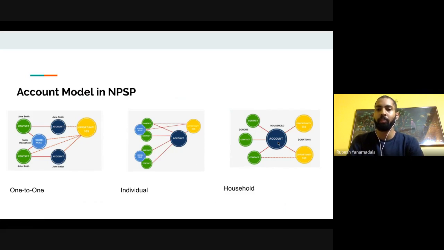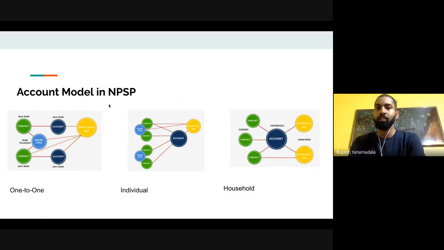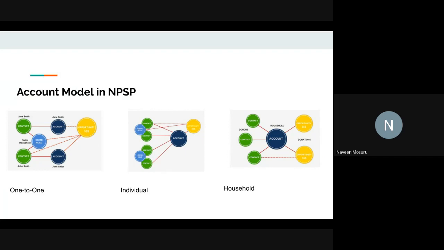And it's not exactly the type of account. We can treat it as a type of account. So when you say type, are you saying it's a record type? This is different. Account model is different from record type. Well, I didn't get the whole account model.